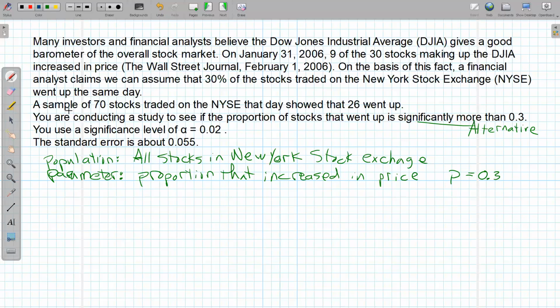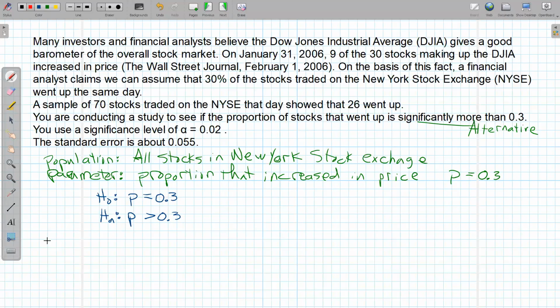Based on that information, my null hypothesis, this is a proportion, not a mean: P is equal to 0.3, 30%. And the alternative hypothesis, based on this question, is that P is more. It's not exactly 0.3, it's significantly more than that. So those are my null and my alternative.